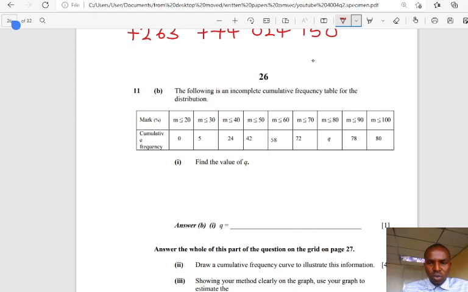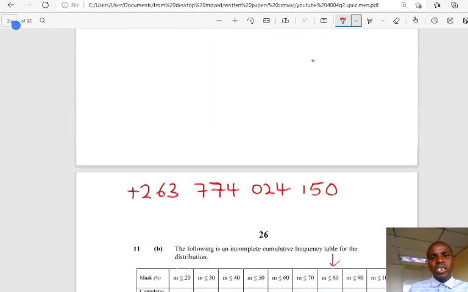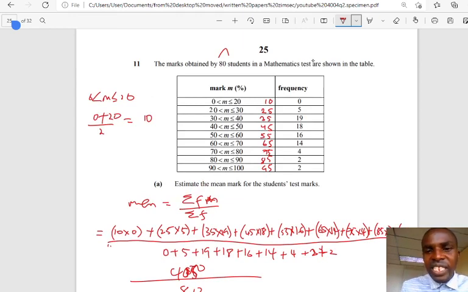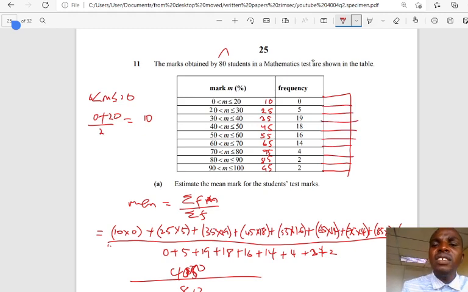Find the value of Q. The value of Q is in the class of M, is less than 80, right? So what you do here, you can put your own cumulative frequency on this side here. That's the easiest actually. Use your pencil so that you can just rub off after you're done.